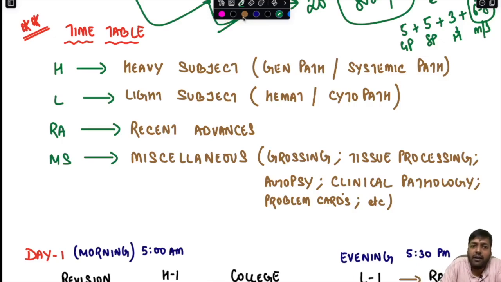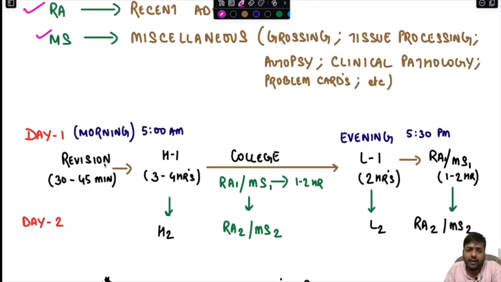So I have covered it, the short forms are here. H is your heavy subject like general pathology, systemic pathology. L is your light subject, hematology, cytopathology. RA is your recent advances. MS is the miscellaneous topics like grossing, tissue processing, autopsy, clinical pathology, problem cards, etc.